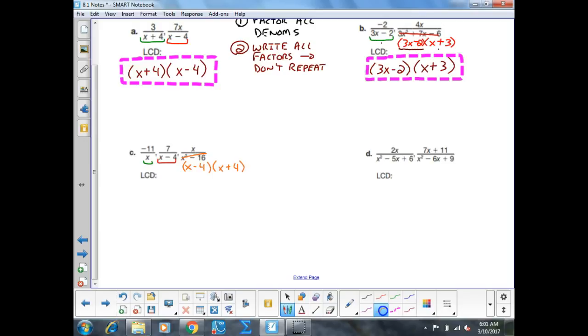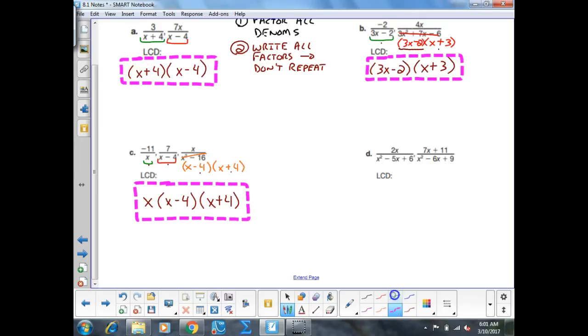Spot check here in C. So I need to have an x from there. I need to have an x minus 4 from the middle one, I should say. And then on the last one, I already have the x minus 4, so I don't need to write it again. And then I need an x plus 4. So I've got all of my factors, and I'm ready to go.